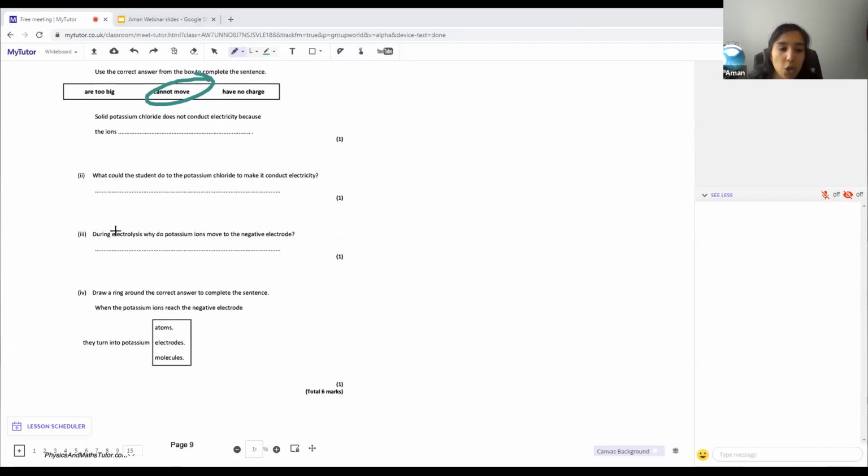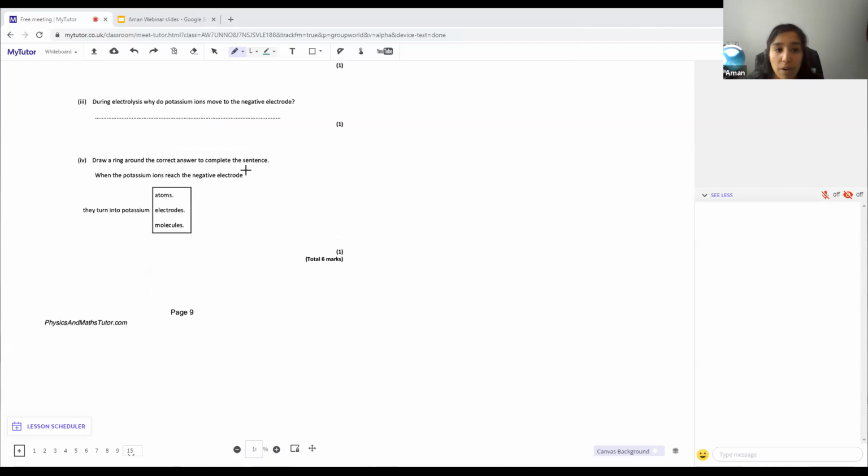Excellent. During electrolysis, why do potassium ions move to the negative electrode? So just like the aluminium then, they only want one mark here. So yeah, you can just say the positive ions are attracted to the negative electrode. So it's just like the aluminium question we did, but you don't need to give so much detail. So you can just say the positive potassium ions are attracted to the negative electrode. Good, okay.